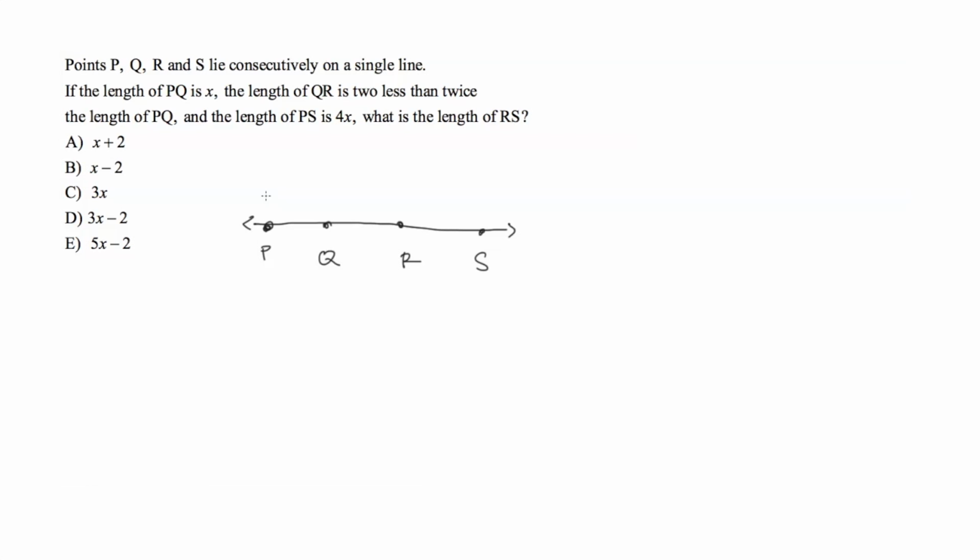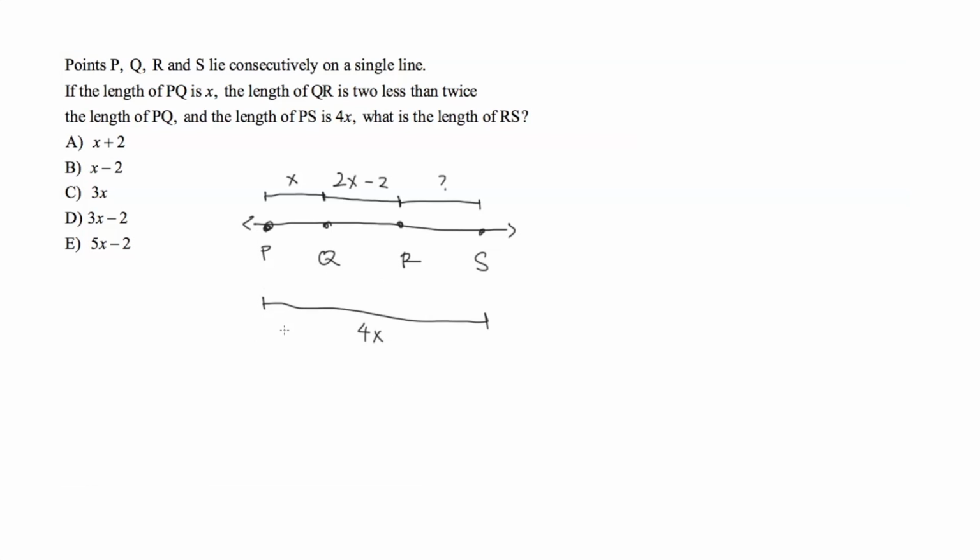The length of PQ they give us is X. The length of QR they give us is 2 less than twice the length of PQ. So twice the length of PQ would be 2 times X, and we have 2 less than that, so minus 2. The length of PS, this entire thing, is equal to 4X. So what is the length of RS?